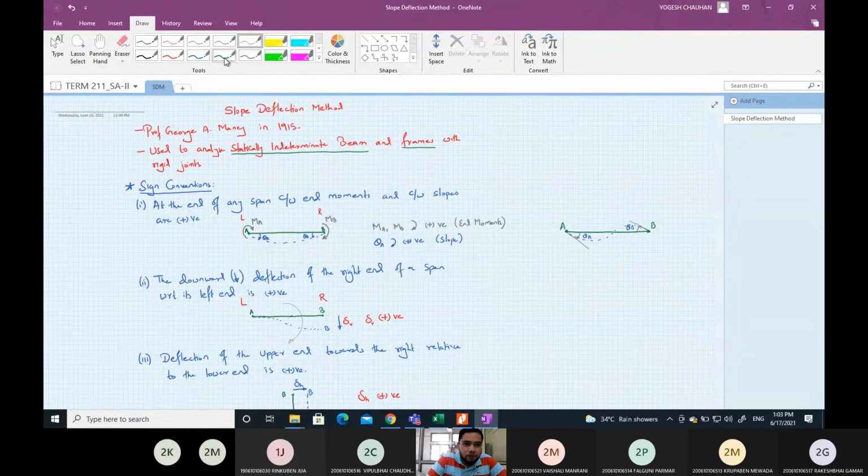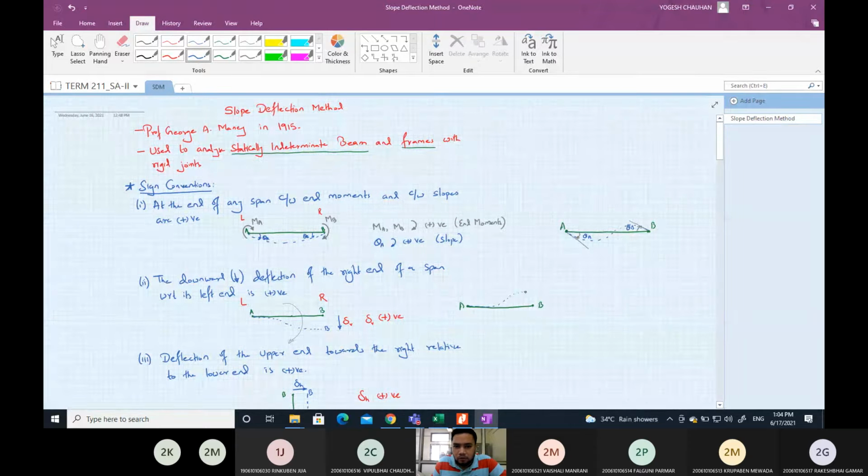Same way, if end B deflects upward, then it will tend to rotate the beam in anti-clockwise direction like this. Okay, so this is negative. So this deflection, this delta, is taken as negative.